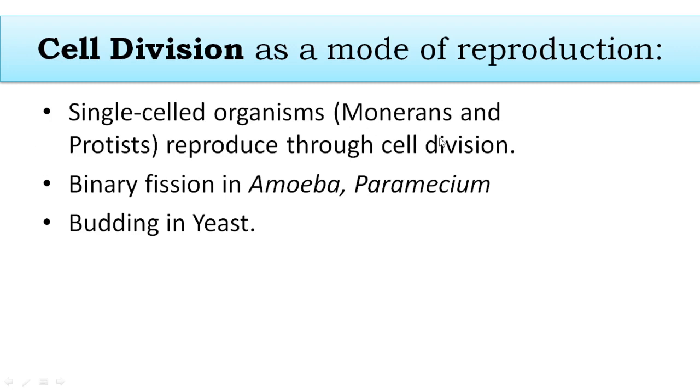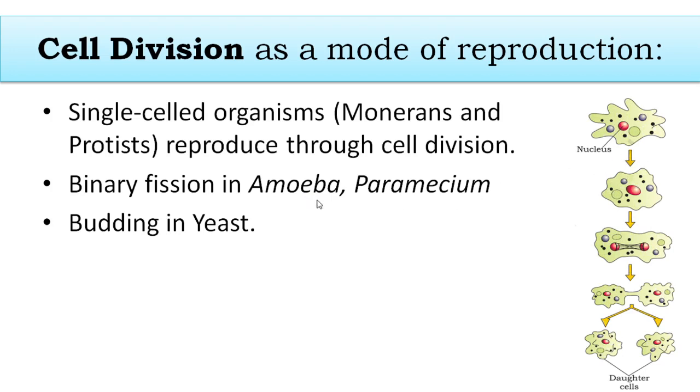So these single-celled organisms usually reproduce through cell division. You can give examples: binary fission in amoeba and paramecium. These are two specific examples. You can draw the diagram of binary fission in amoeba. Here we have the parent amoeba. It divides into two daughter cells, and this is called binary fission.